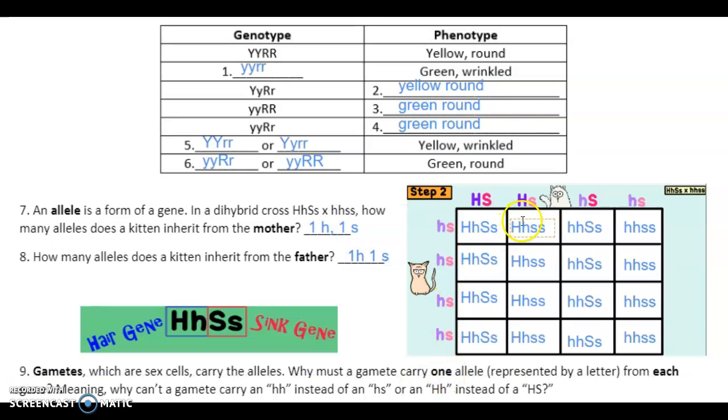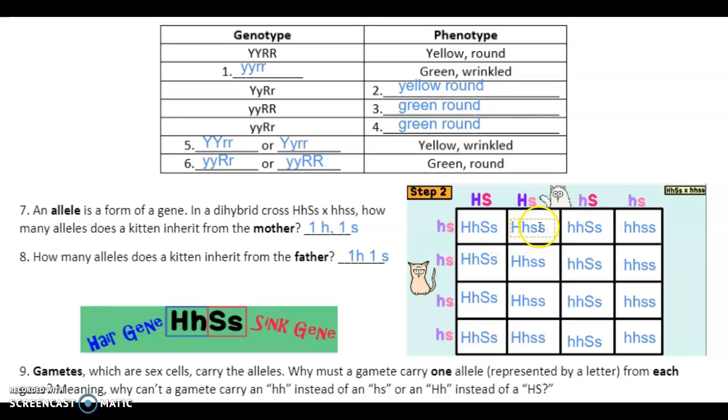And this is what it would look like once you got all of those filled in. So this whole column, because these are all the same, the whole column will be the same. This whole column would be big H, little h, big S, little s for the genotype. And it has an uppercase H and uppercase S, so it would have both of the dominant traits.